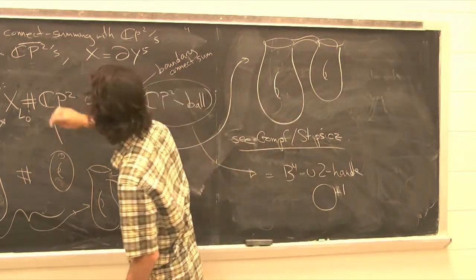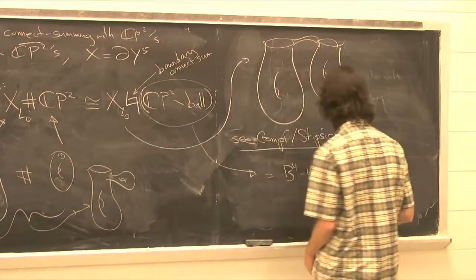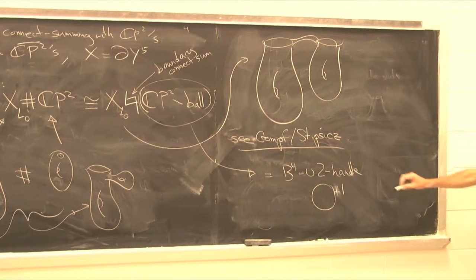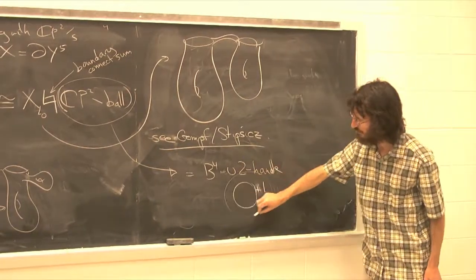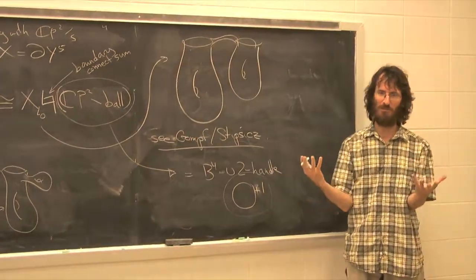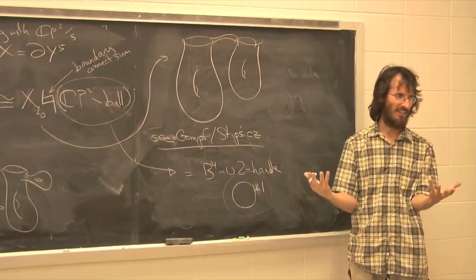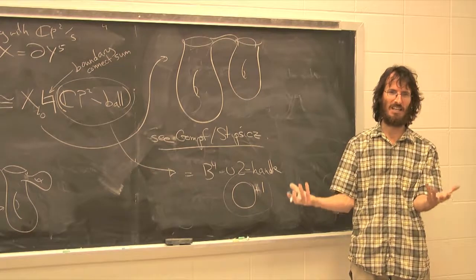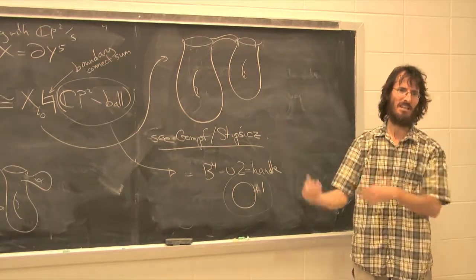And I'm just doing CP2. And if I do CP2 bar, it's going to be a minus one. And so the final thing is that if I want to do a boundary connect sum of two four manifolds, each given by a certain link, then that corresponds to just putting the two links side by side.